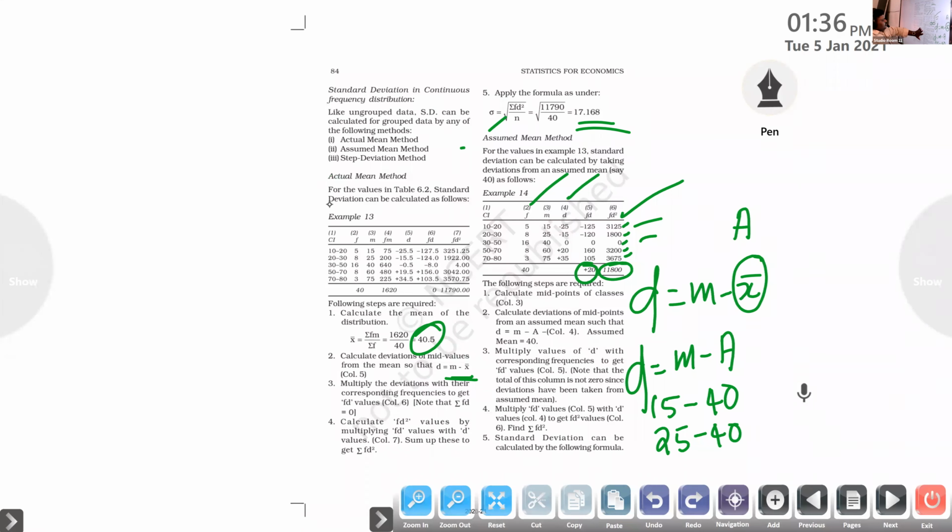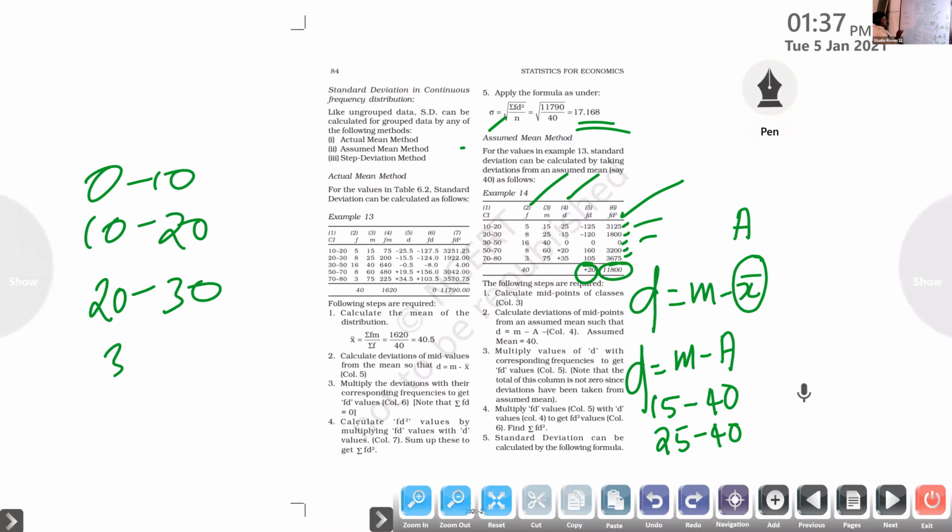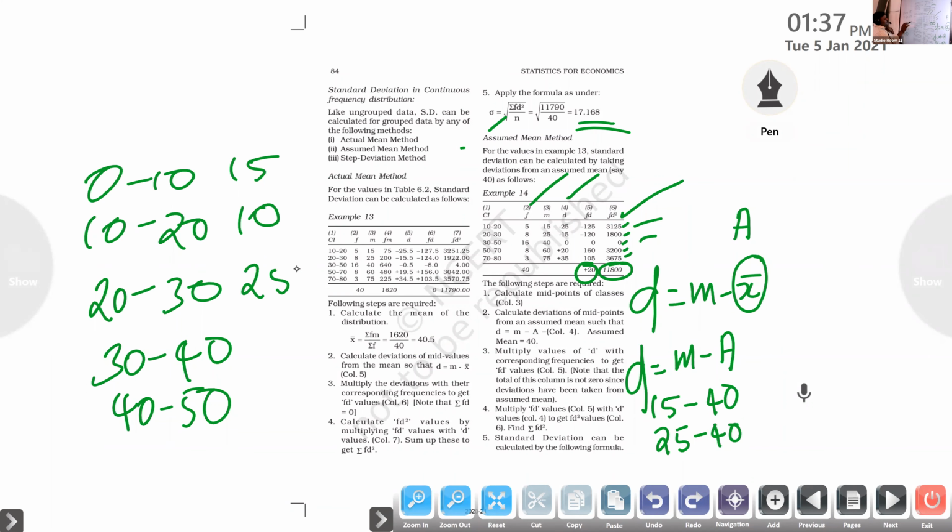So go for a simple problem. Not homework, now itself you can do it. Class interval 0 to 10, 10 to 20, 20 to 30, 30 to 40, 40 to 50, with frequencies 15, 10, 25, 15, and 10. Come on, do it.